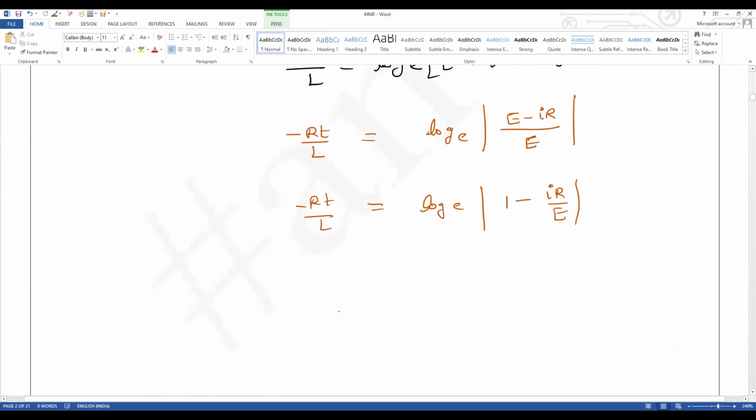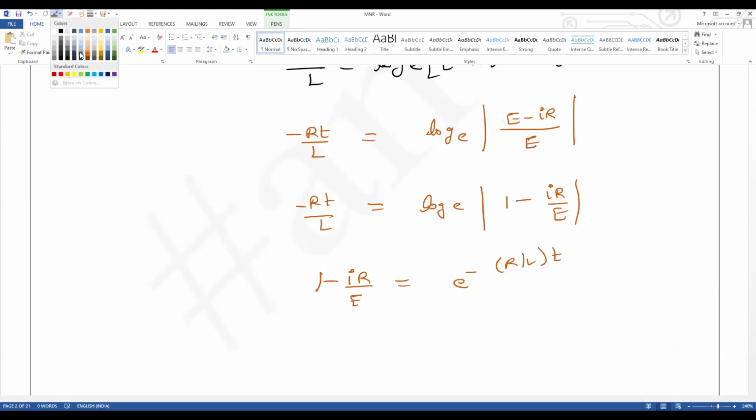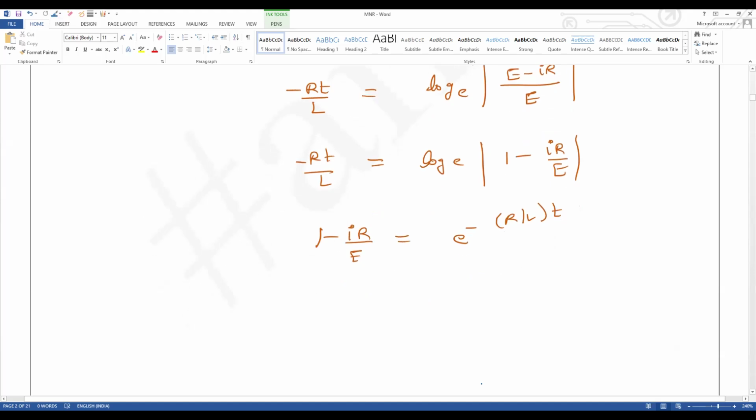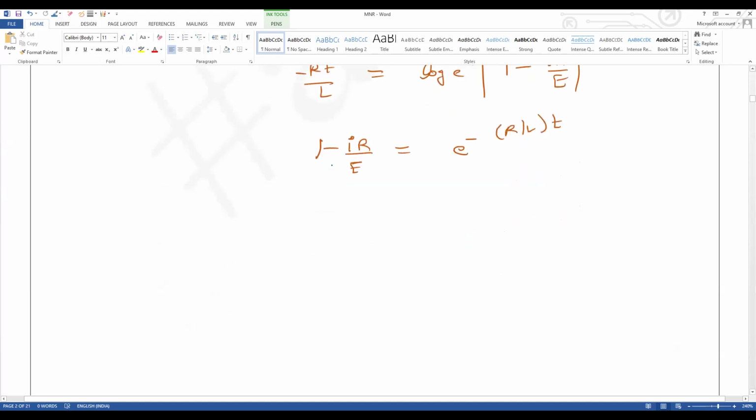So log will come this side. It will become what? Power. So I will write 1 minus IR by E, which is equal to E power minus R by L into T. Will you all agree with me? I want an answer. Yes, sir. Finish. Now all of you check it, everyone.